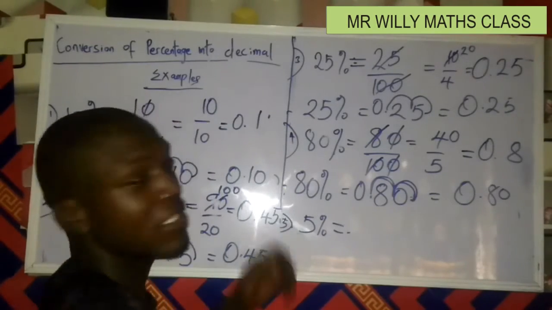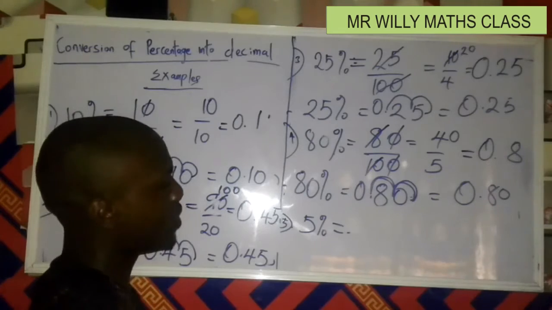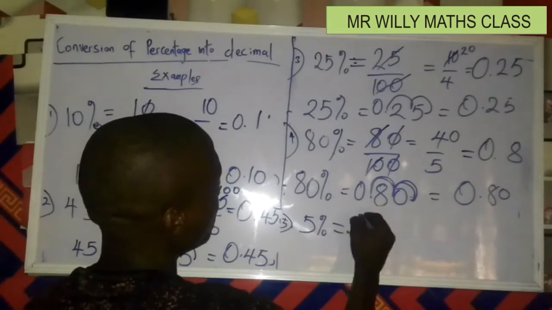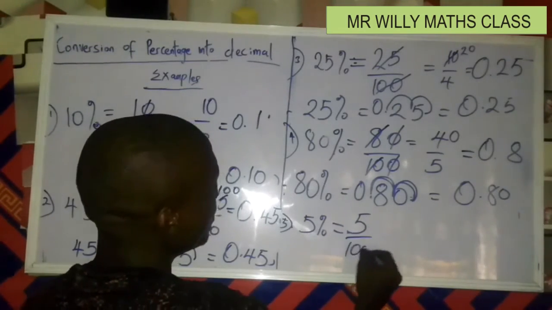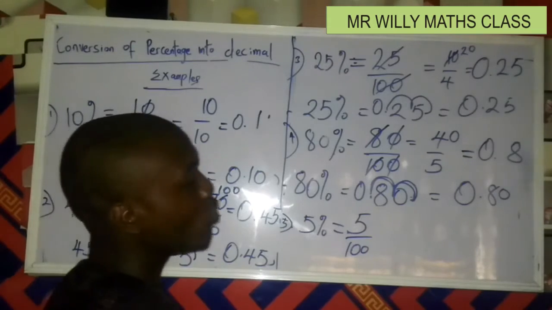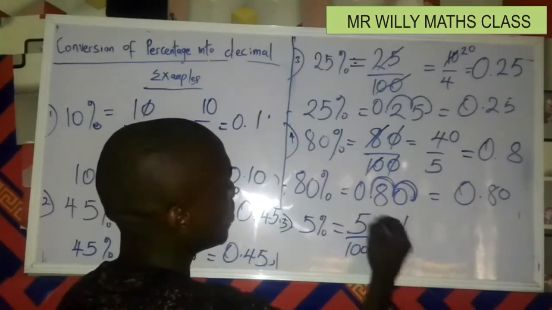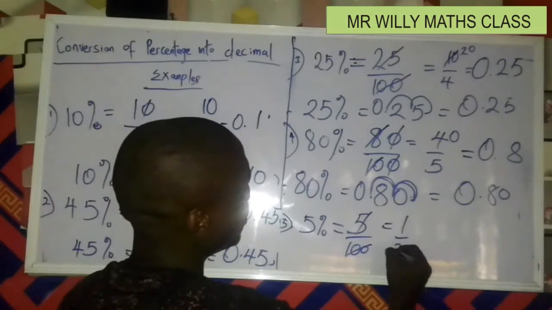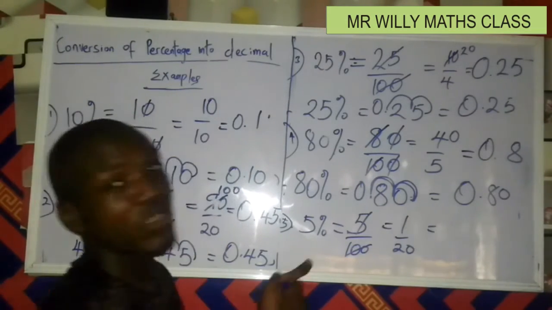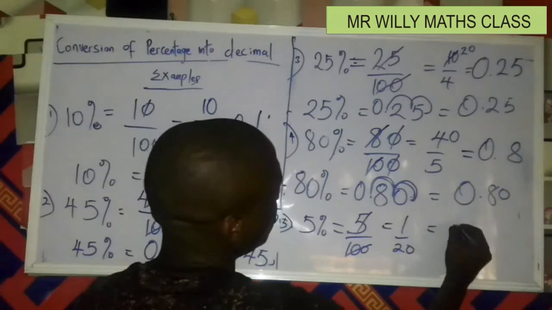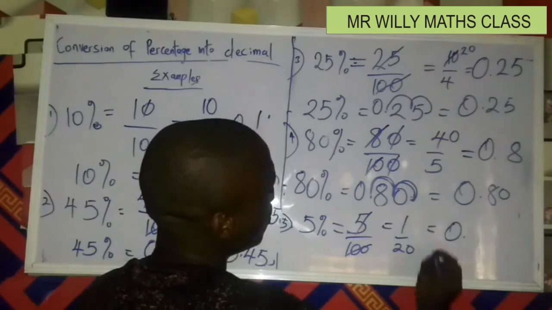Now to the last question. The last question here is 5%. 5% is 5 over 100. The next thing is that you break it down. You look for a common factor that can divide 5 and 100. 5 in 5 is 1, and 5 in 100 is 20. Then we'll break it further. How many 20 can we see in 1? It's not possible. So you write your 0, you put your decimal point.